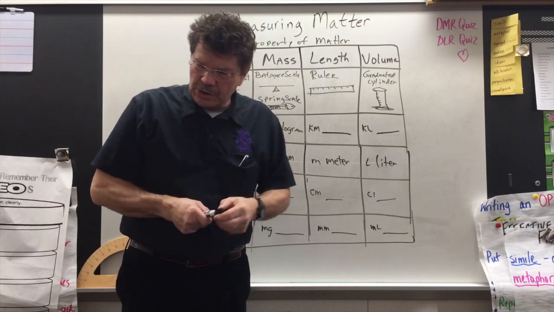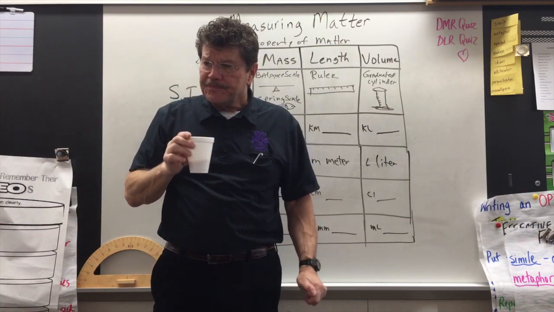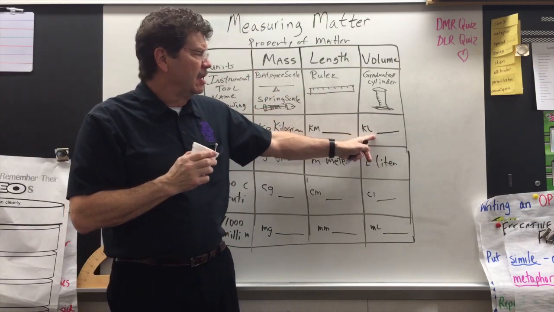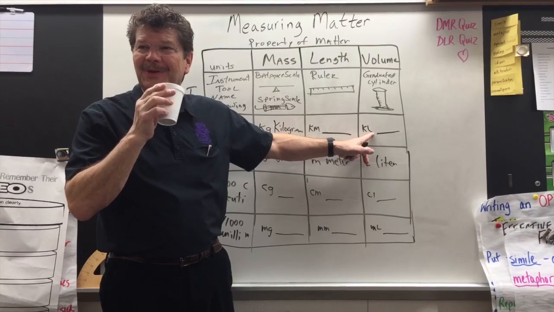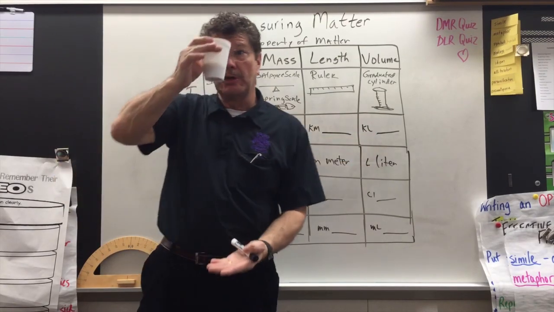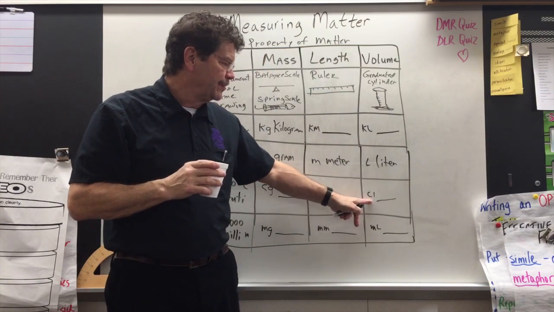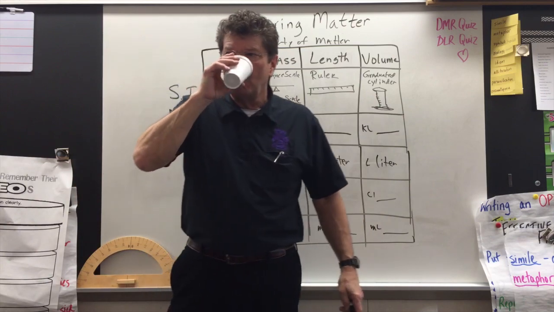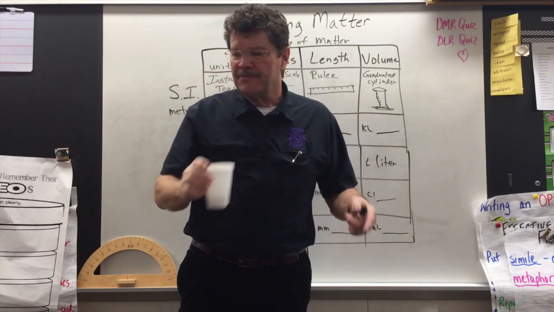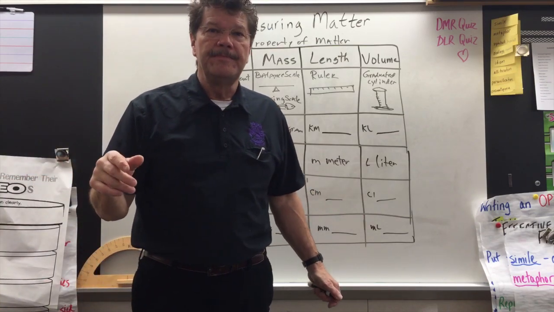I took a drink of coffee this morning. Do you think that I just took 1 kiloliter of drink? A thousand? No. You think I just took 1 liter? A 2 liter bottle is that big. No. I probably just took a centiliter or 10 milliliters, maybe. So we need to know these. Go ahead and finish this on your chart.